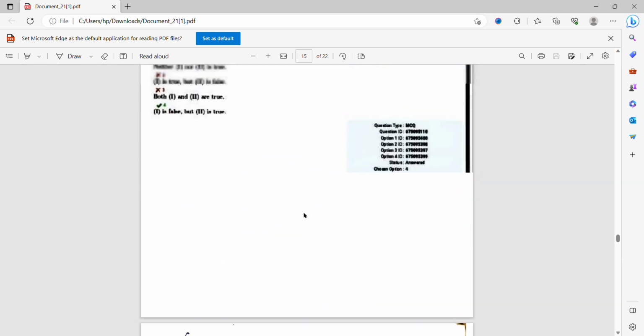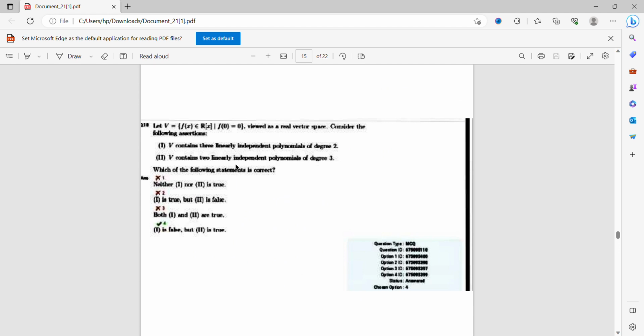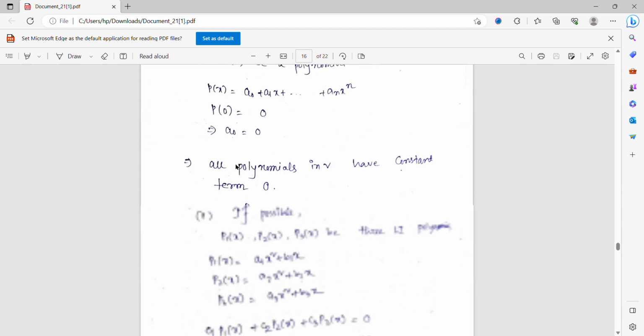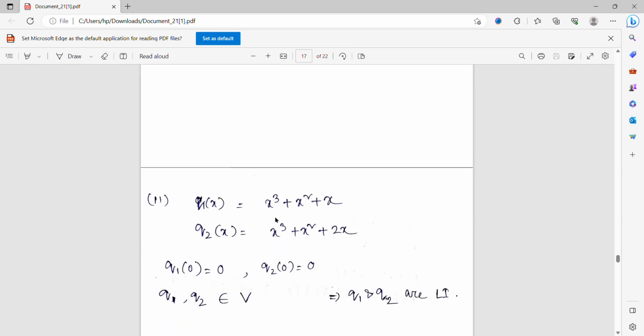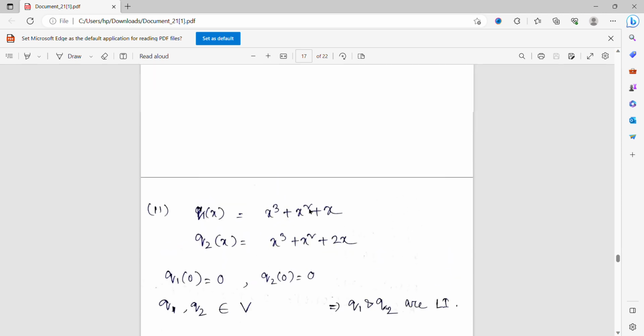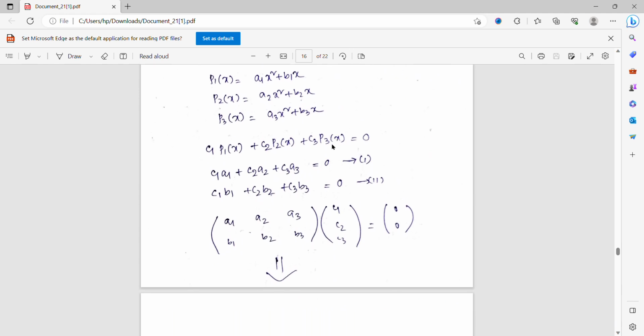Now come to the next one. It is asked that V contains two linearly independent polynomials of degree 3. So it is obvious. Take q1(x) is x cube plus x square plus x, q2(x) is x cube plus x square plus 2x. q1(0) is 0, q2(0) is 0, so definitely q1 and q2 belong to V. q1 and q2 both have degree 3, and q1 and q2 are linearly independent. Why? Because if they were linearly dependent, they would be scalar multiples of each other, right? But you can easily see that this one and this one are not scalar multiples of each other, so they are linearly independent. So this option is easy, but the other option is tricky. You have to solve it. You have to use the concept of linear algebra and linear transformation.